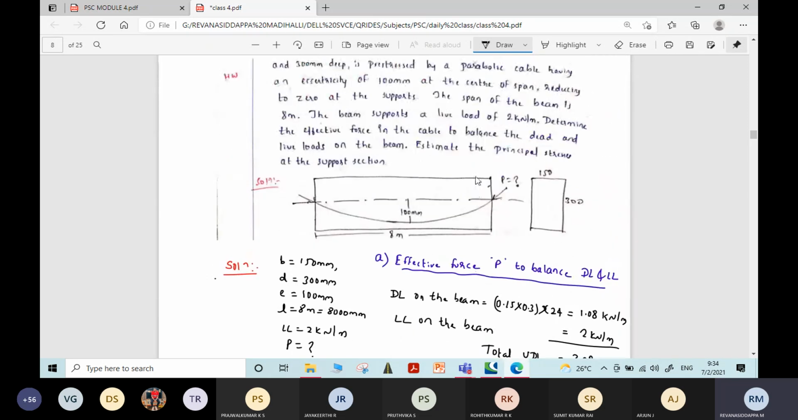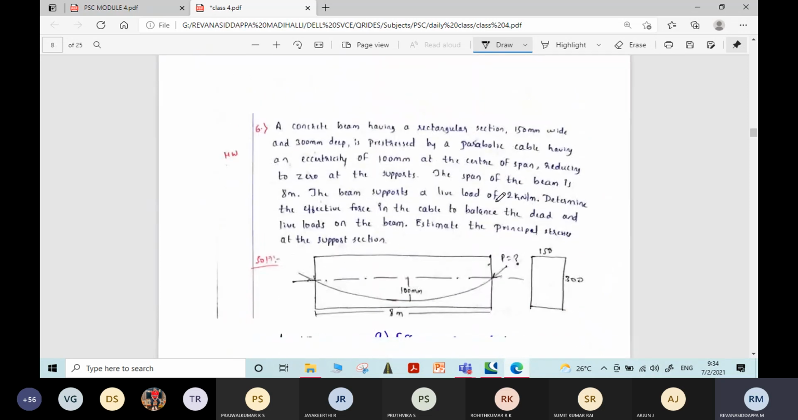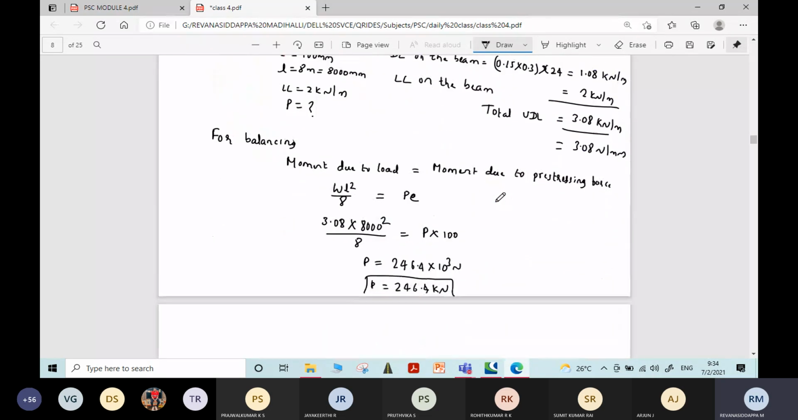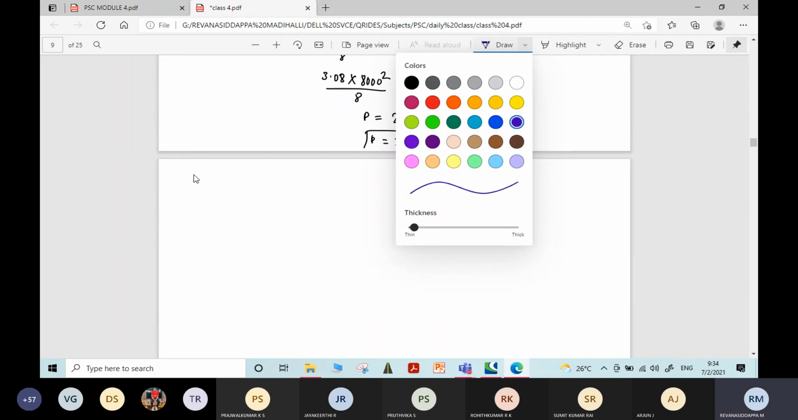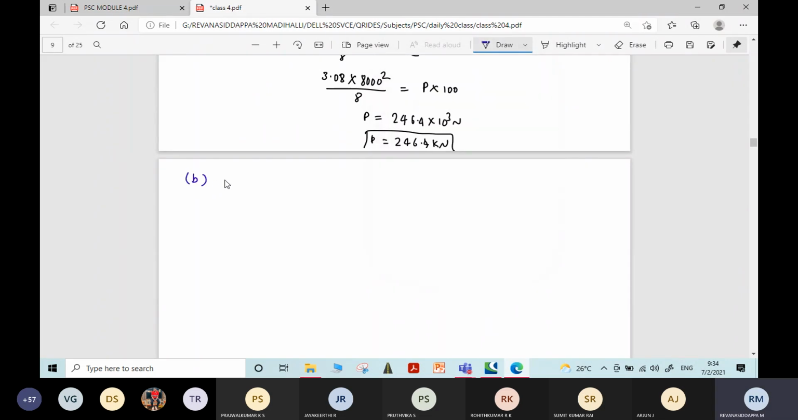There is one more question. Estimate the principal stresses at the support section. Okay. So, like the previous problem, you have to find the principal stresses. Question B. To find principal stresses.